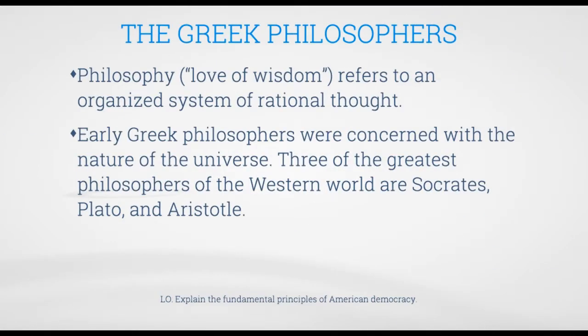And now we begin to look at the Greek philosophers. Philosophy, or love of wisdom, refers to an organized system of rational thought. Early Greek philosophers were concerned with the nature of the universe. Three of the greatest philosophers of the Western world are Socrates, Plato, and Aristotle.